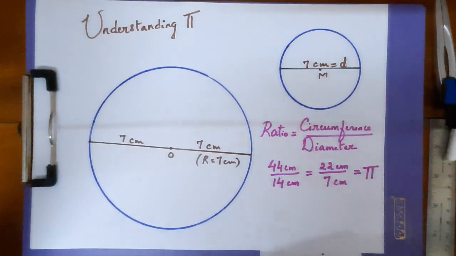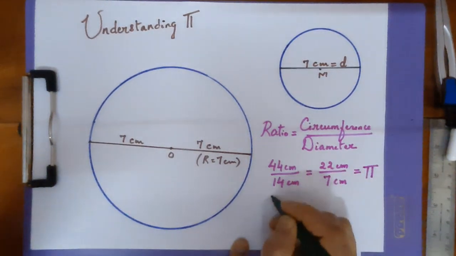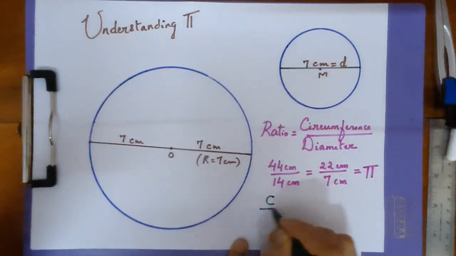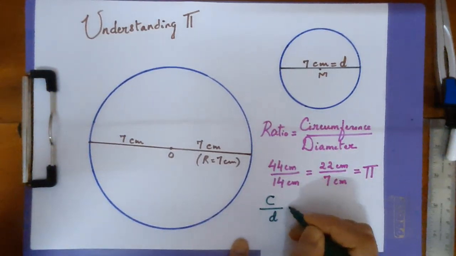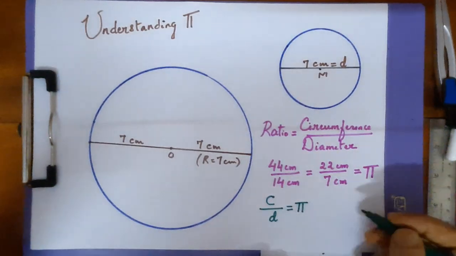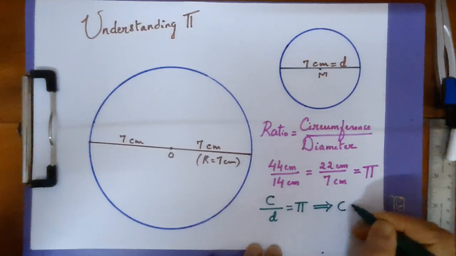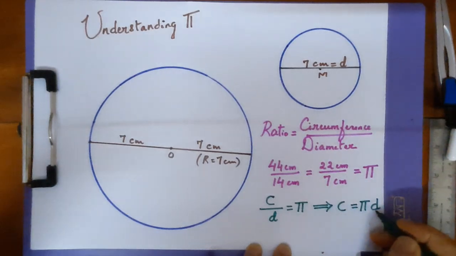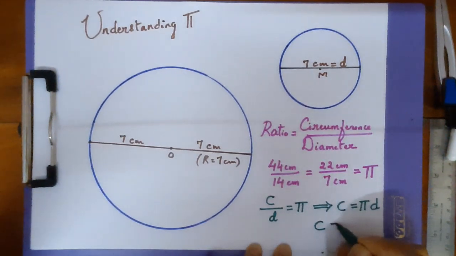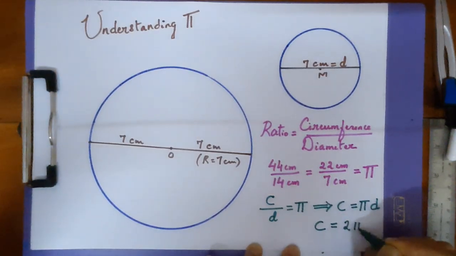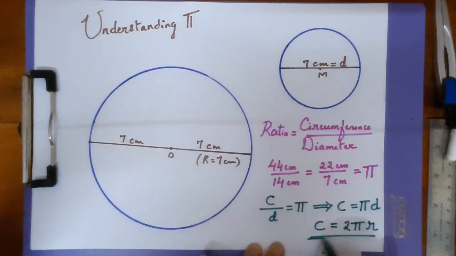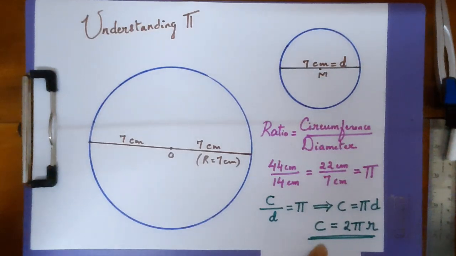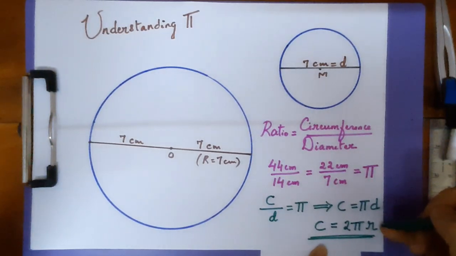So now circumference, if denoted by capital C, and diameter if denoted by small d, it is pi. In other words, C can be obtained by multiplying pi with d. d is 2r, so C is also equal to 2 into pi into r. So this is a standard formula which is used to calculate the circumference of a circle. Either pi d or 2 pi r is used for circumference calculation.